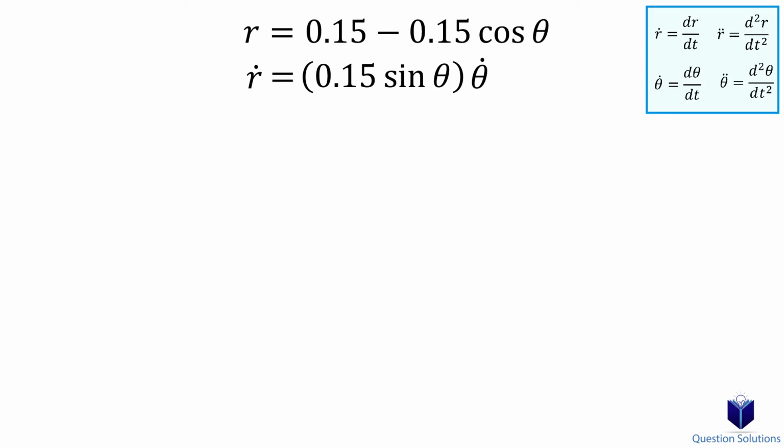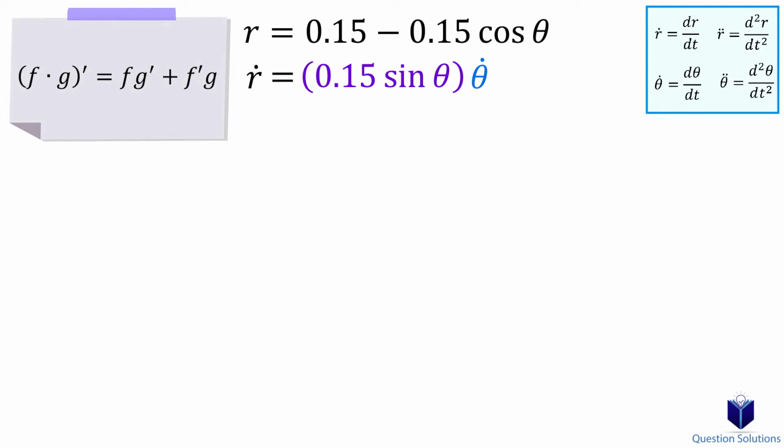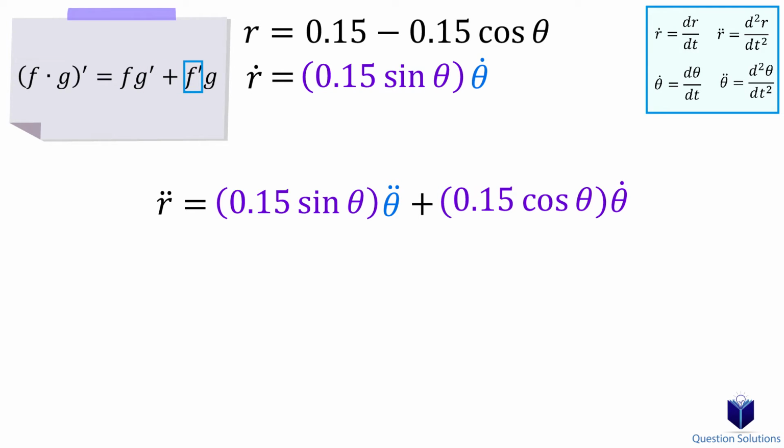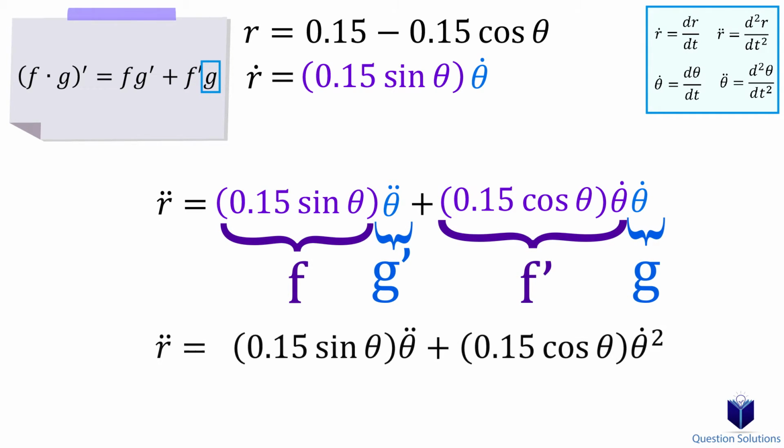The right side of our equation is a function of two products, so we need to use the product rule from calculus. The product rule says the derivative is fg prime plus f prime g. So we have 0.15 sine theta multiplied by the derivative of g, which is d squared theta over dt squared, or theta with two dots. Then we add the derivative of our f function, which is 0.15 cos theta times theta dot, and we multiply it by the g equation, which is just theta dot.